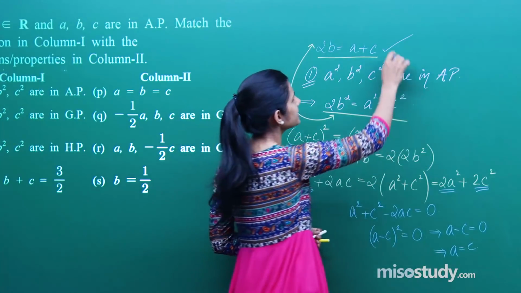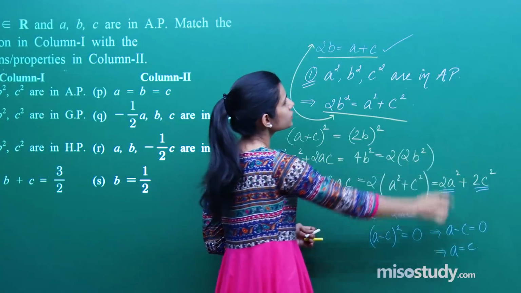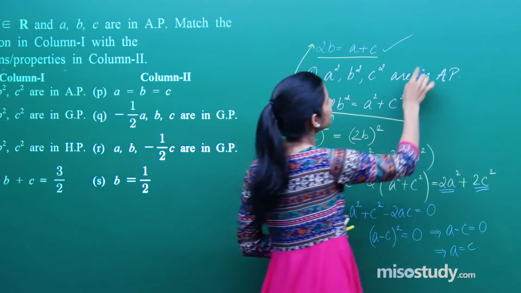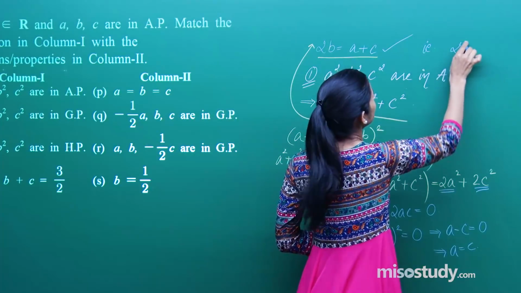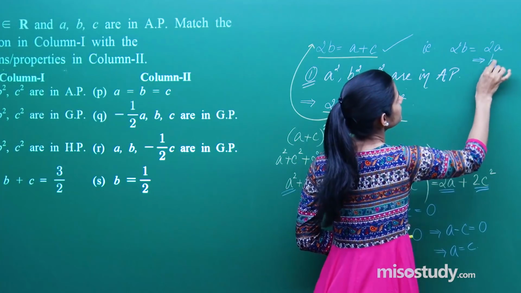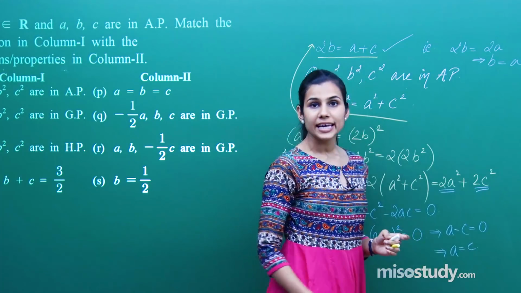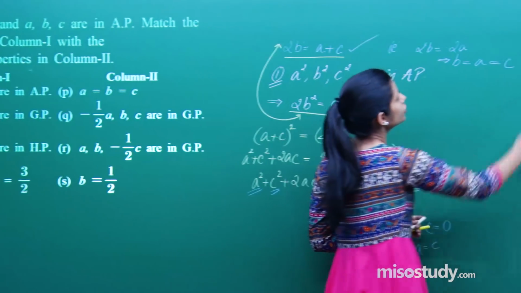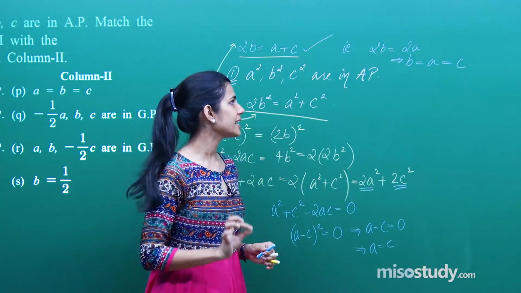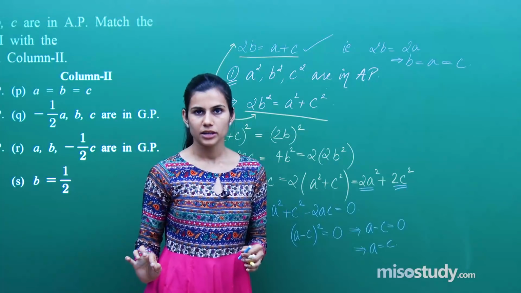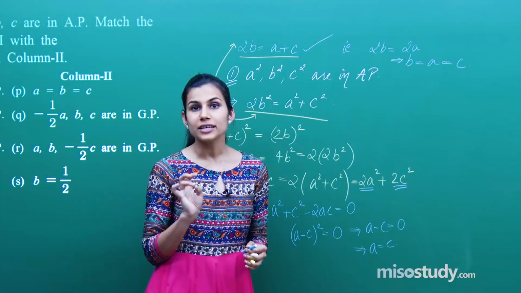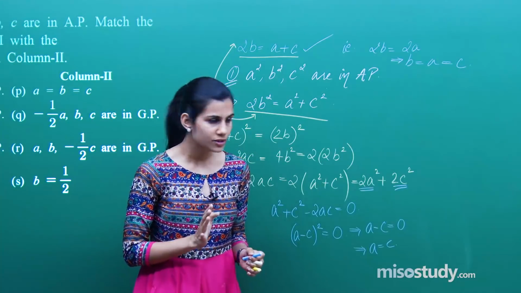So if A, B, C are in AP and A square, B square, C square are in AP, then A is equal to C. But if A comes out to be equal to C, you eventually get twice of B is A plus A, which is 2A, which eventually means B is equal to A. But A is equal to C. So the condition which correctly matches is that A equals B equals C. Whenever A, B, C are in AP and along with it A square, B square, C square are also in AP, that is only possible when A equals B equals C.